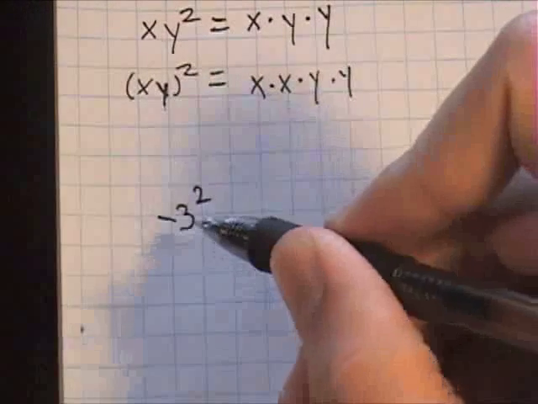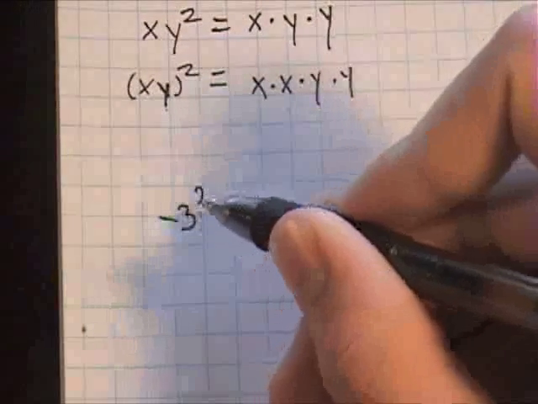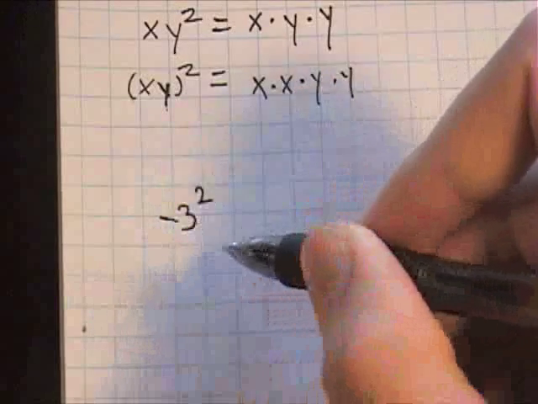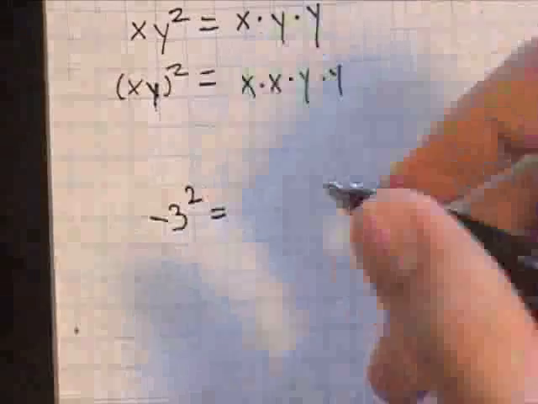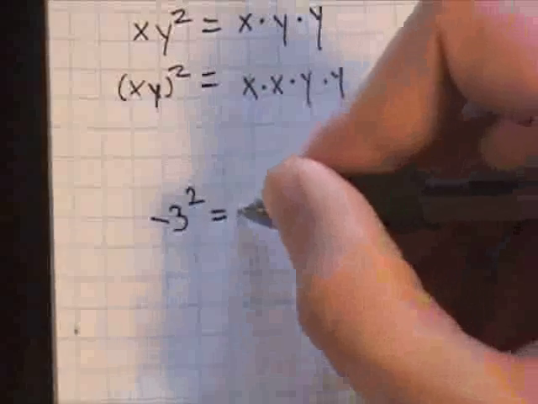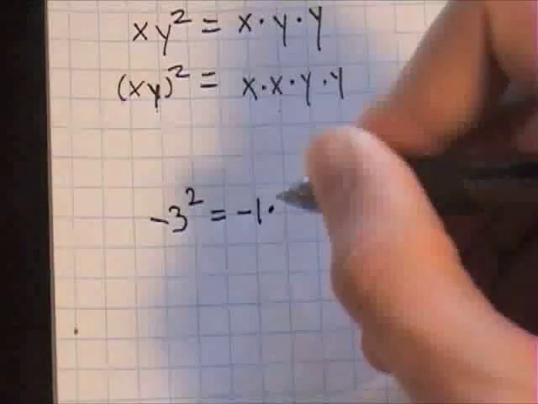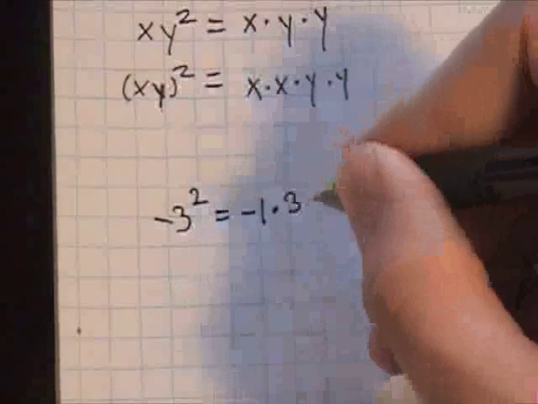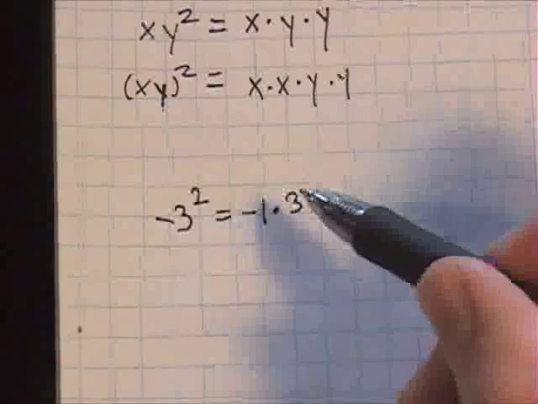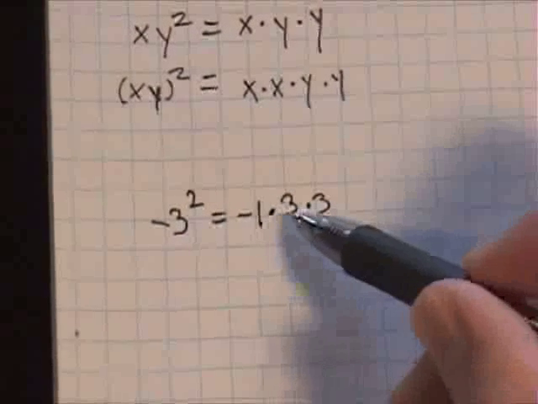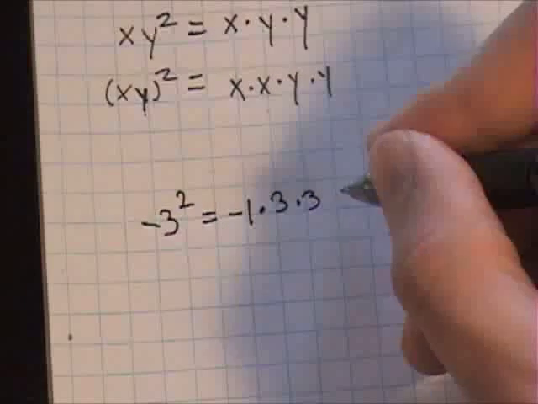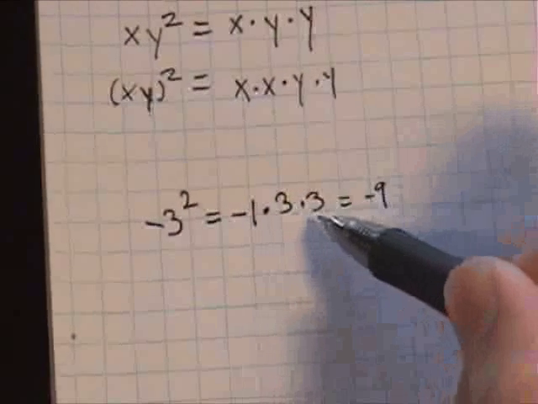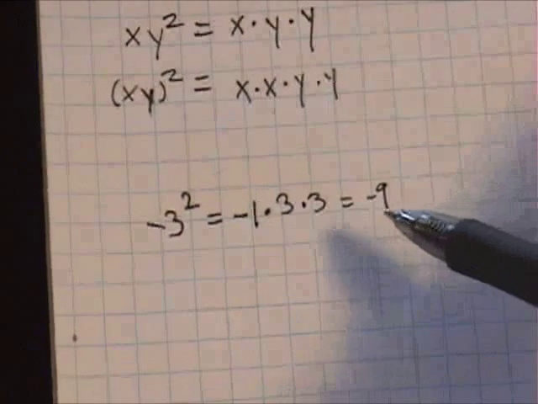So you would only apply this exponent to the 3, and you would leave this, and let's just see the effects of that. So you'd have pretty much -1 out front times 3 twice. And this resolves to -9. 3 times 3 is 9, and then times -1, so it's -9.